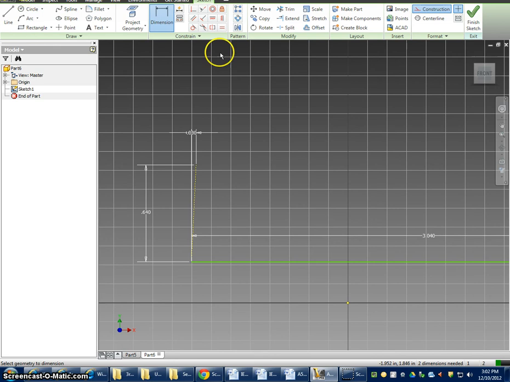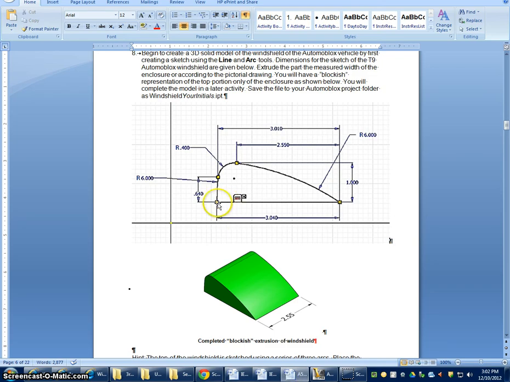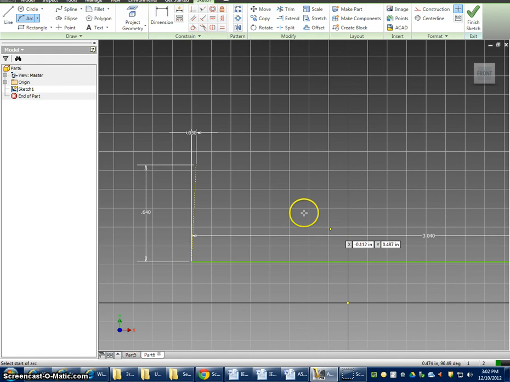Now the arc is very easy to build. I need to turn off construction lines, because this is actually an arc I want, and I'm going to choose the 3-point arc. What I know about this arc is that it has an endpoint here, an endpoint here, and a radius of 6 inches. So 3-point arc in this instance is a little bit misleading, but it's going to work.